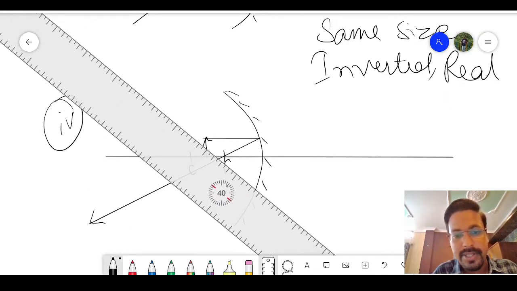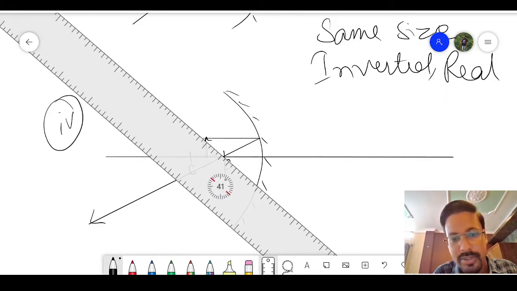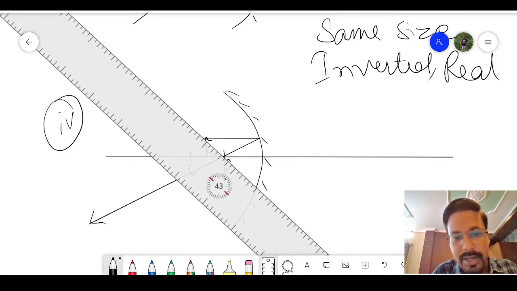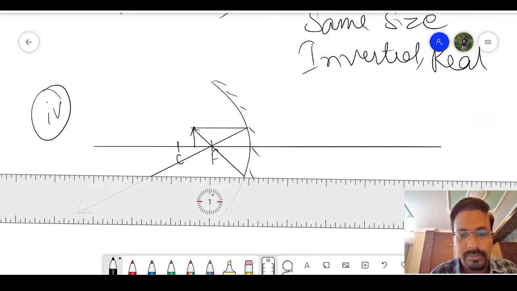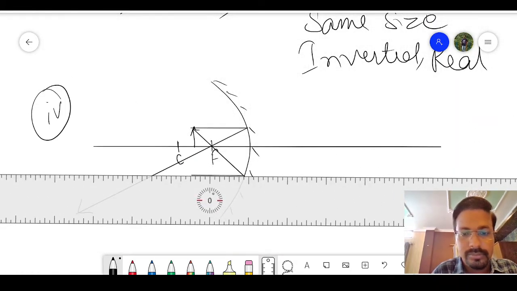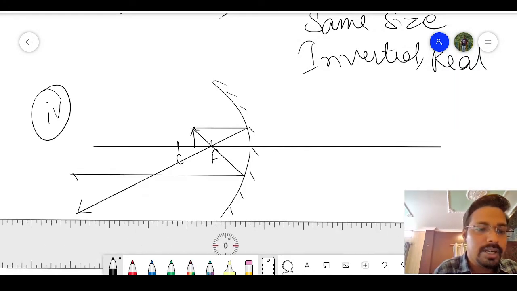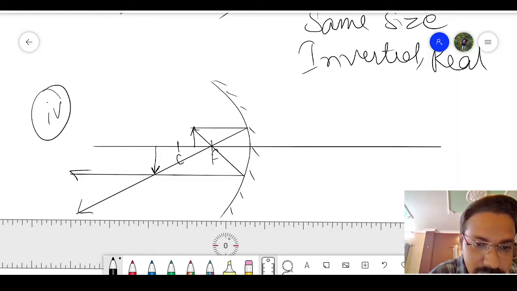Then a ray which is passing through the focus, as we know, what will happen to it? It is passing through the focus, so after reflection, it will be parallel to the principal axis. So where is the image formed? The image is formed here.